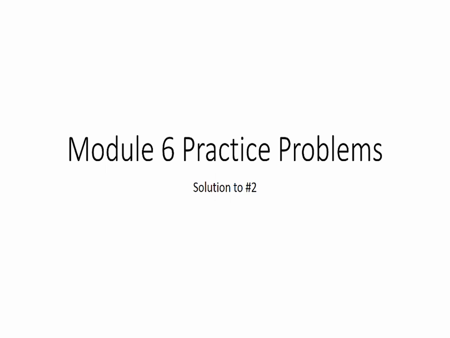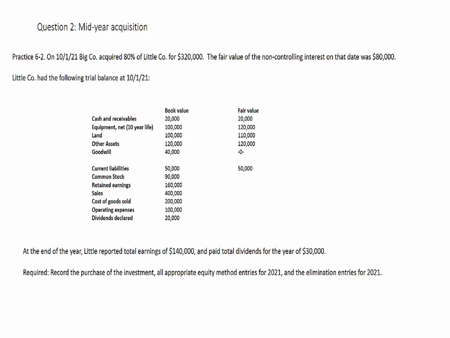Let's go ahead and go through the solution to the second of the Module 6 practice problems, the one involving a mid-year acquisition. So again, we have our information that on October 1st, 2021, Big acquired 80% of Little Company for $320,000. The fair value of the non-controlling interest was proportionate at $80,000, and Little Company had the following trial balance as of that date.